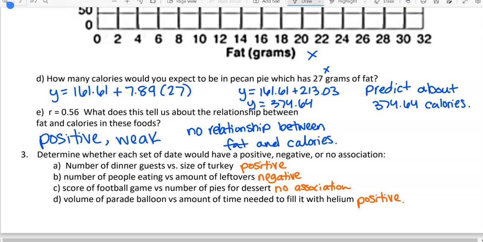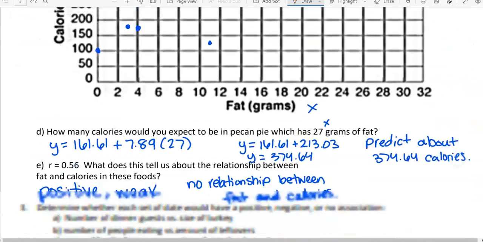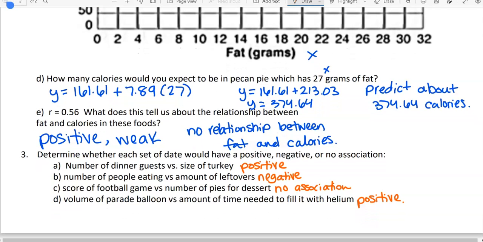Good job. You are going to use these notes to help complete the worksheet and turn in before you leave today. Thank you.